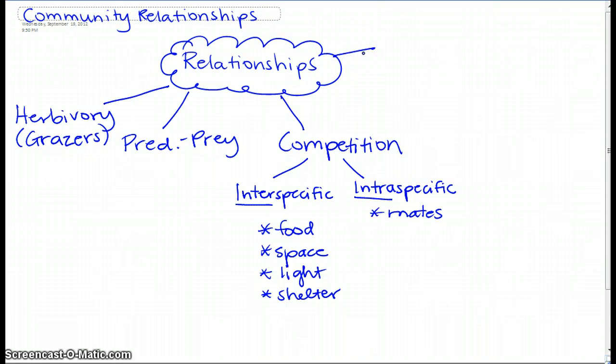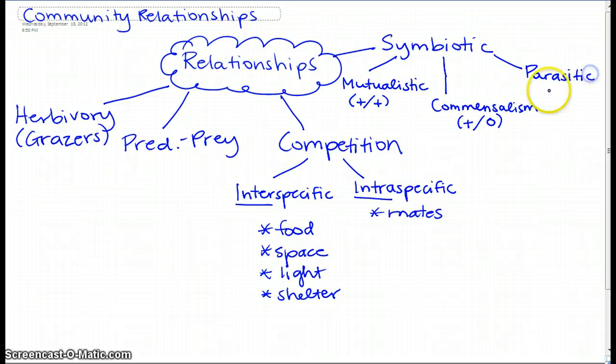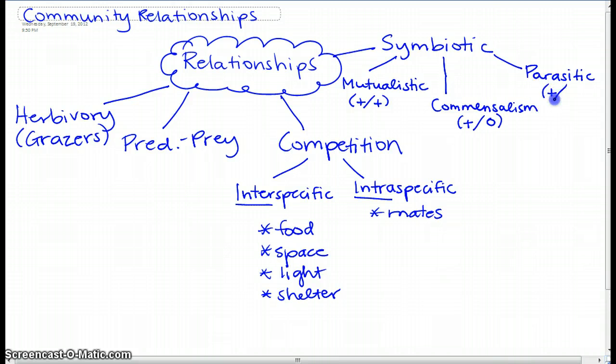Lastly, in a different type of relationship, we're going to talk about symbiotic relationships. And there are three main types of symbiotic relationships. The first one we're going to talk about is a mutualistic relationship. Mutualistic relationships are when two species benefit by being in a close relationship with each other. The next is a commensalistic relationship. And in commensalism, one species benefits while the other is neither helped nor harmed. And then lastly are the parasitic relationships. And these you're probably pretty familiar with, but one is helped and the other is harmed.